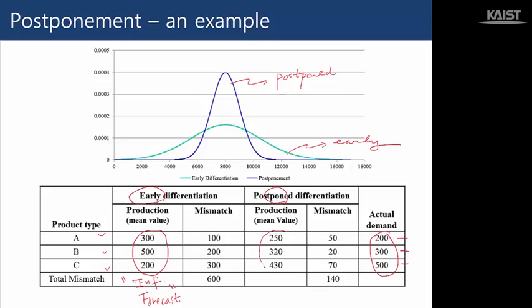If we had differentiated the products early, the mismatch would have been 600. On the other hand, if we had postponed the product differentiation point, our mismatch would be 140. This is significant, right? Almost a 70 to 80% reduction of our mismatch by delaying the product differentiation point.